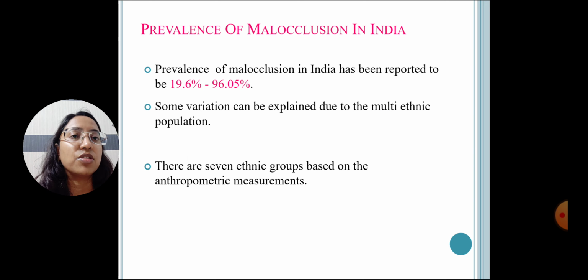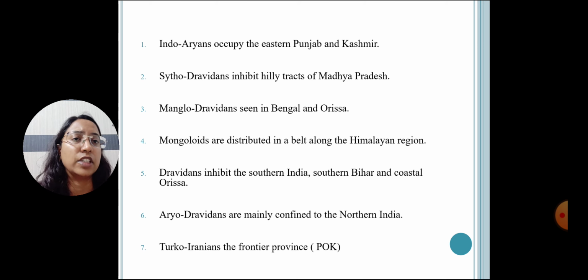So if we come to the prevalence of malocclusion in India, again there is a broad range of 19.6 to 96.05%. Again, this variation can be explained due to the multi-ethnic population. And broadly, many studies had divided the Indian population into seven ethnic groups based on anthropometric measurements. So, what are these ethnic groups?